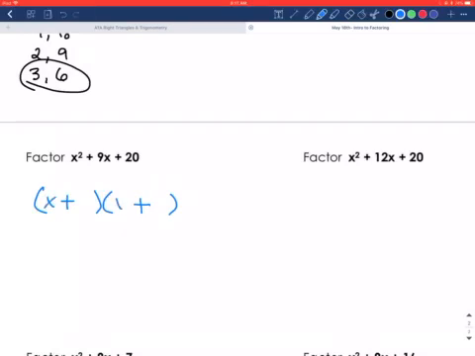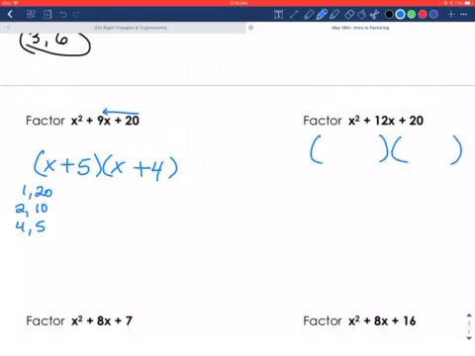So we have x's in the first, and then we're looking for factors of 20 that will add to give us 9. Hopefully you don't have to write all this out, and you can just kind of see. You know your multiplication tables, and you know which one of those will add to give you 9, but it is 5 and 4. Why does 5 come first? Because it's the bigger number.